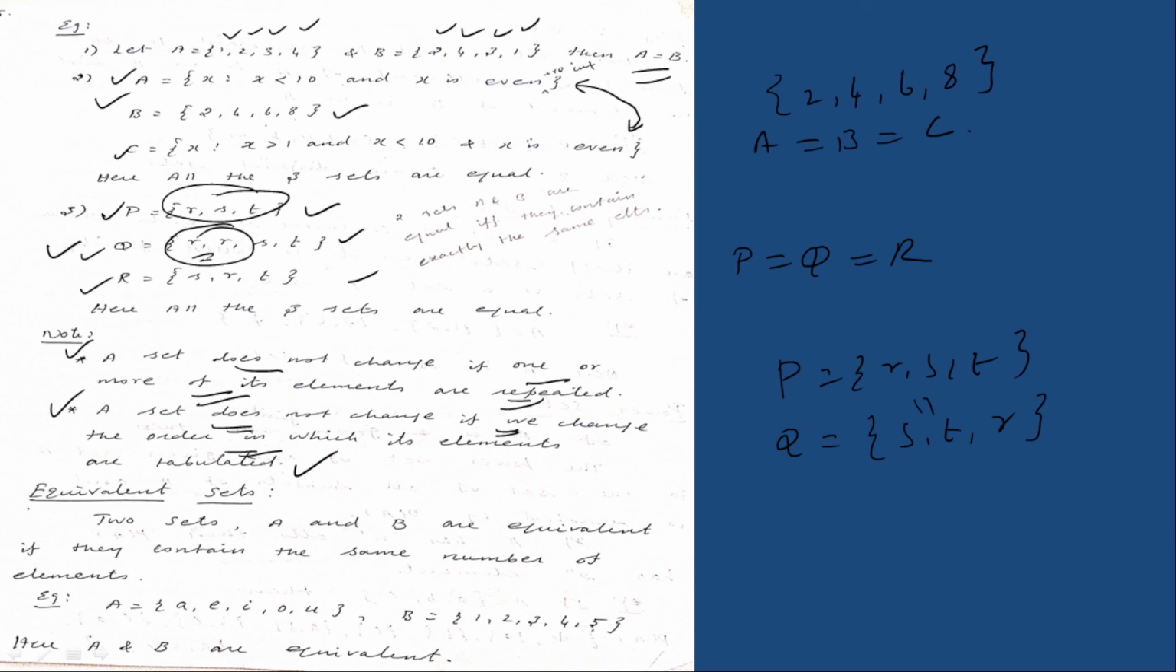That's all. Next, equivalent sets. Two sets A and B are equivalent if they contain the same number of elements. For example, the set A consists of the vowels A, E, I, O, U, and B is a set consisting of 1, 2, 3, 4, 5. Here A and B are equivalent. Here it doesn't matter what the elements in the set are. It refers only to the cardinality, that is, whether n of A and n of B are equal or not.